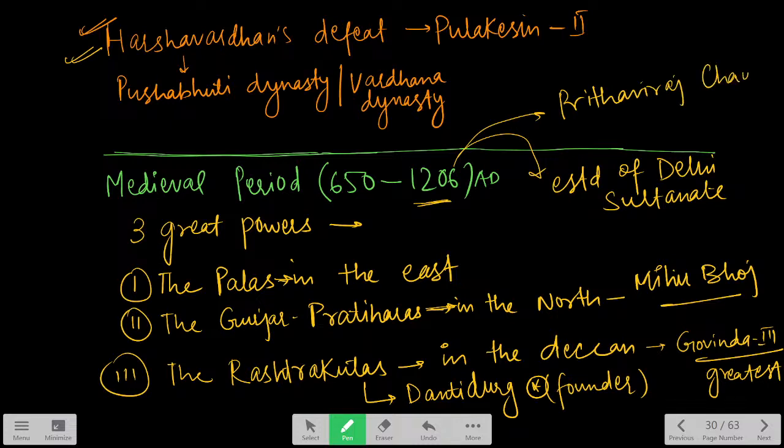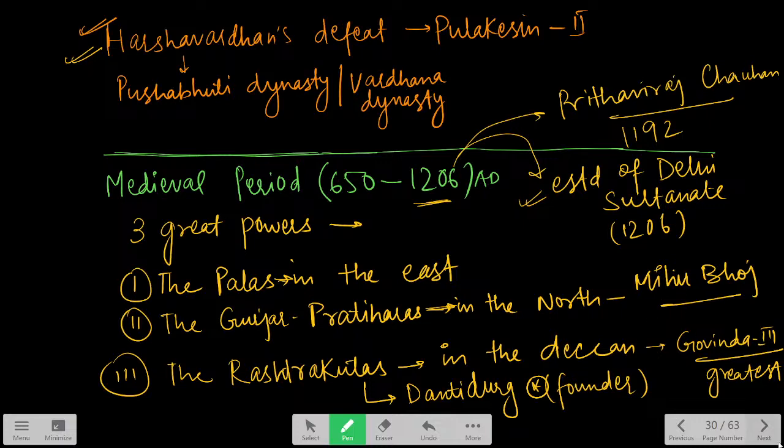Prithviraj Chauhan was defeated in the second battle of Tarain. Not by Kutubuddin Aibak, he was the general. He was defeated by Muhammad Ghori in the year 1192 in the second battle of Tarain. And thereafter, after 14 years, in 1206, what happened?